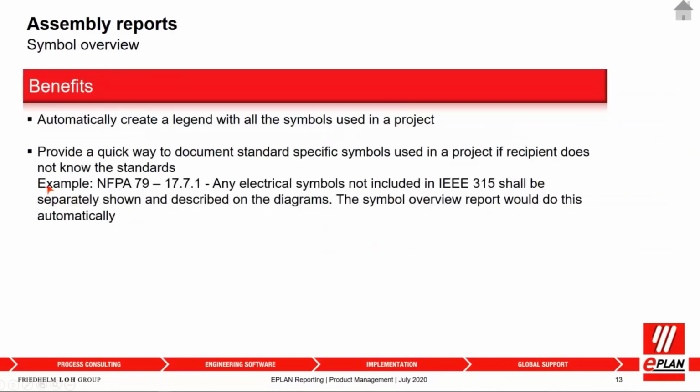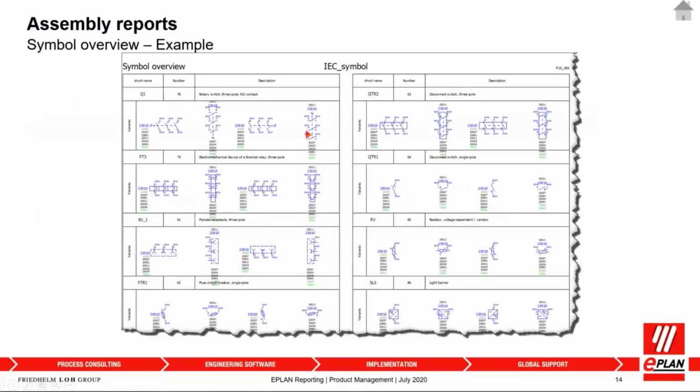Symbol overviews. Symbol overviews are very useful because if you look at the NFPA 79, it states any electrical symbol not included in the IEEE 315 standard shall be separately shown and described on the diagrams. This description on the diagrams is basically a legend. So using the symbol overview, you could generate a legend of all the symbols used in your project. And this could look something like this, where the system can report out what symbols are used in your project and can describe those symbols, identifying what they are. So it really makes it easy to document the symbology used in a project.